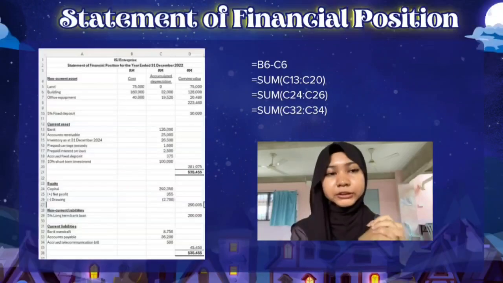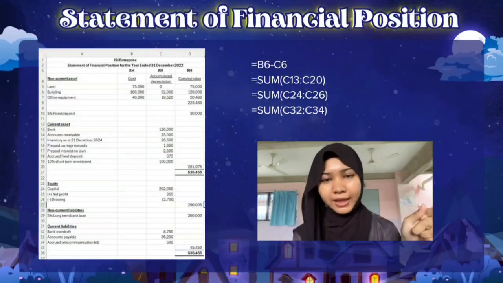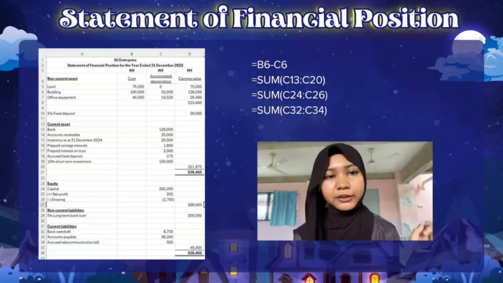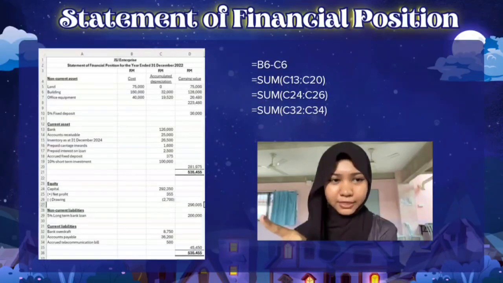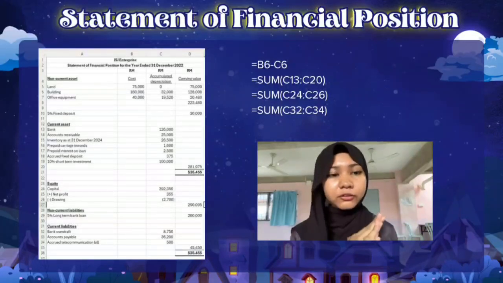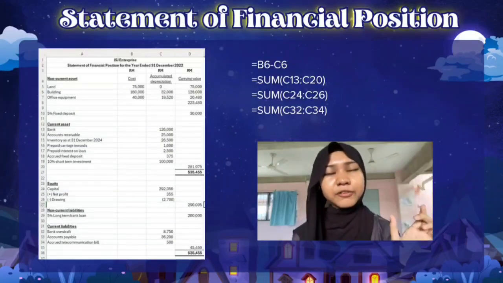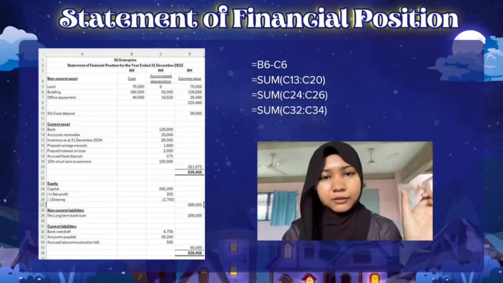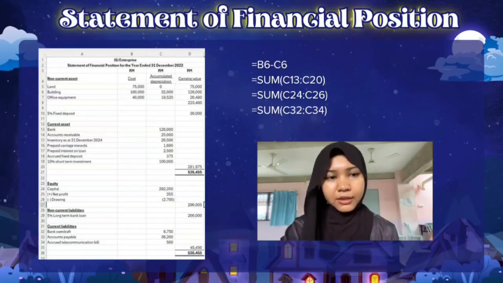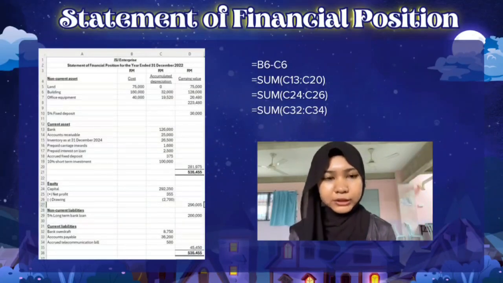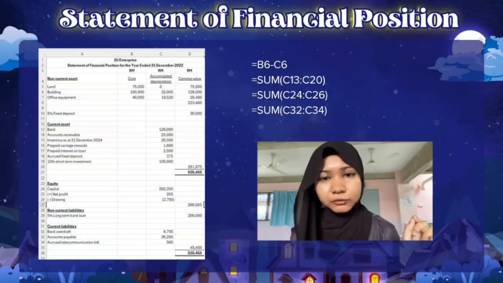For the statement of financial position, we mainly use the plus and the minus formula to calculate additions and subtractions for each individual items under the assets, equities, and liabilities. And then, after adjusting all the figures, we use the sum formula to total up all the values of total assets and the total equity and liabilities. And then the totals here, they should match. In this case, the balancing figure is 535,455.